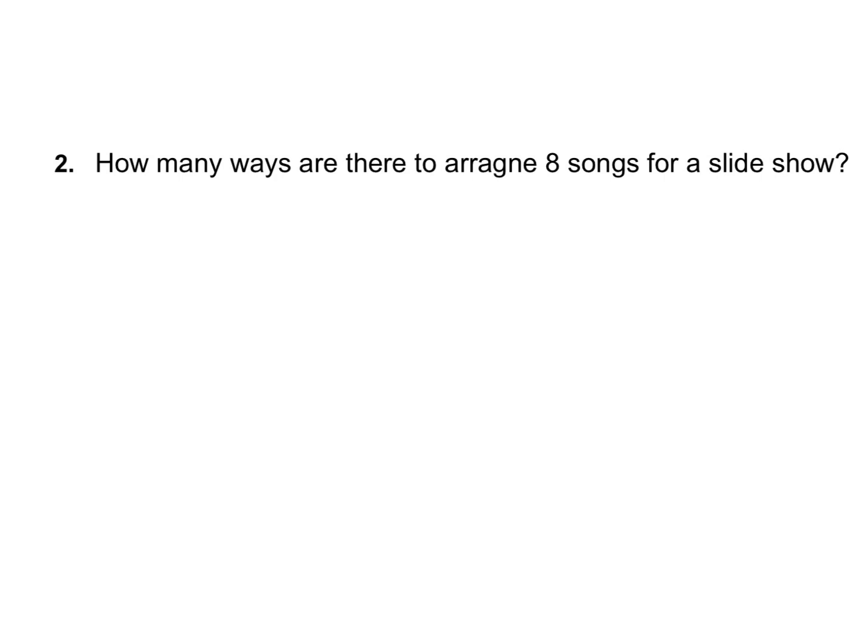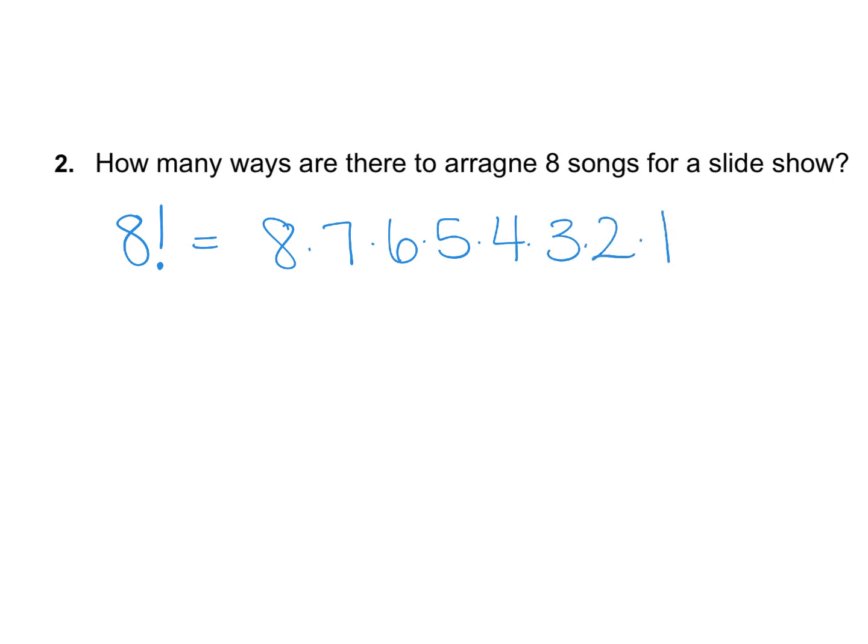How many ways are there to arrange 8 songs for a slideshow? All right, so what that means is that I'm putting the songs in this order, and I could have 8 and then 7, 6, 5 to pick from in the order. So that's the 8 factorial. We can write it that way. And what that means is that I have the 8, the 7, the 6, the 5, 4, 3, 2, and 1. So if I have 8 songs to arrange, there are 40,320 different possibilities and ways you can arrange those songs.